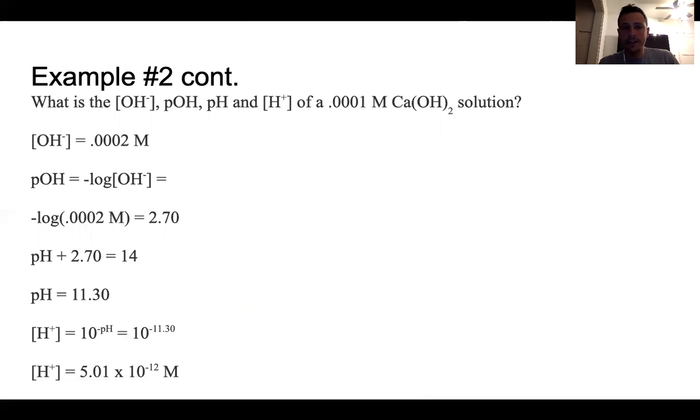There you have it. That's how we would find the hydroxide ion concentration, the pOH, the pH, and the H+. So given any one of these 4 things, using the tools and the equations given to you, you should be able to find all of these 3.